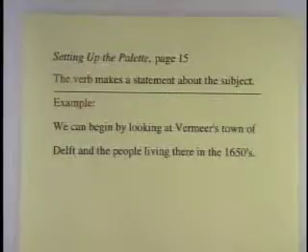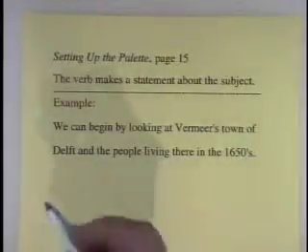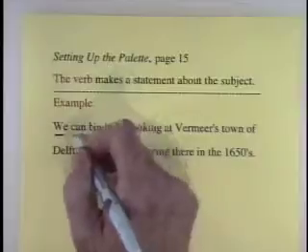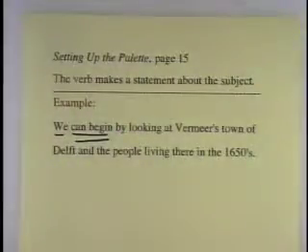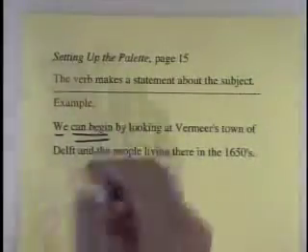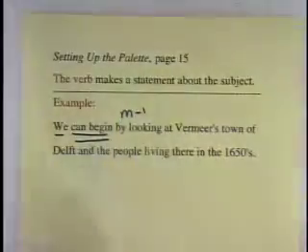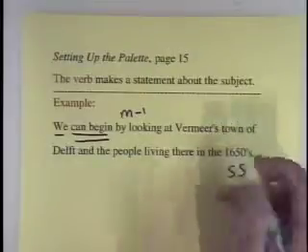We can begin by looking at Vermeer's town of Delft and the people living there in the 1650s. Pippa, do you see a subject? We. How about a verb? Can begin. So one line under we and two under can begin. Pippa, what kind of a clause is this? Main. So we'll label it M-1. And what kind of a sentence is it? Simple.